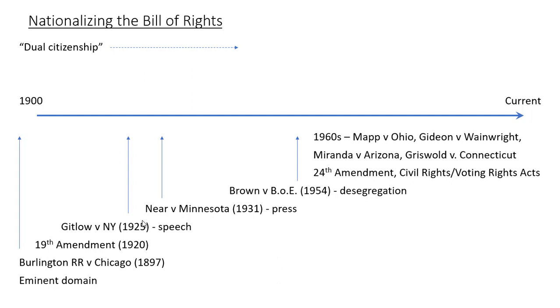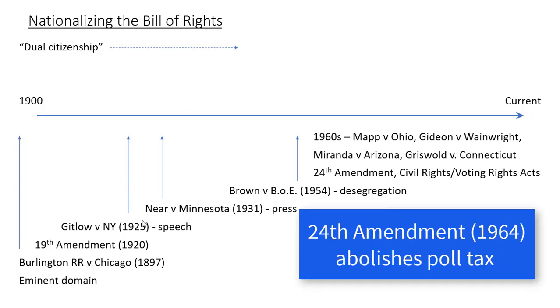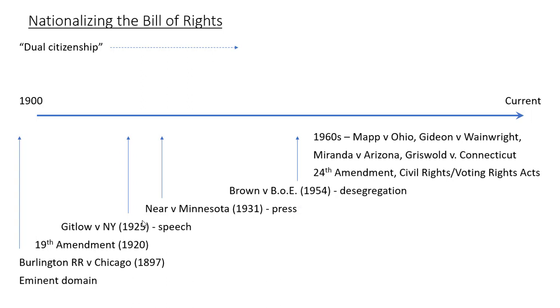The 24th Amendment also abolished the poll tax. So as you can see, piece by piece by piece, we are dismantling this concept of dual citizenship. And then we've already talked about the Civil Rights Act, which literally put the enforcement into Brown versus Board of Education, as well as trying to alleviate racial discrimination.